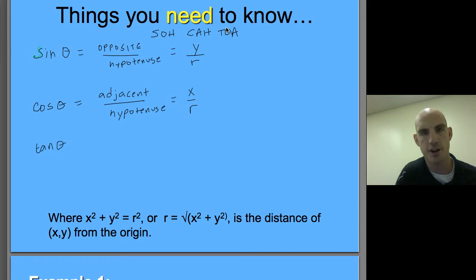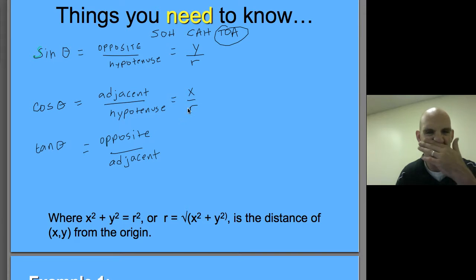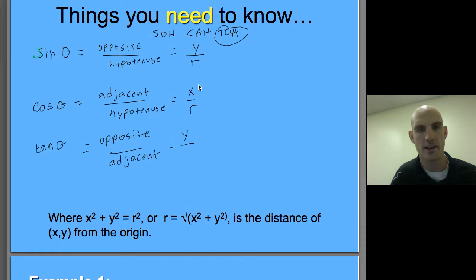Tangent theta. TOA is going to be opposite over adjacent. And if I look up here, notice I've already used the opposite, which was y, and the adjacent, which was x. These are the three basic ratios.